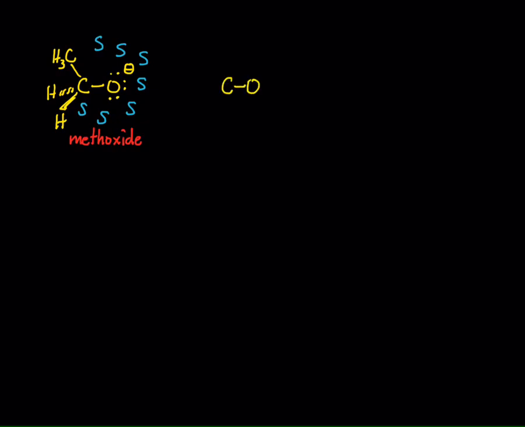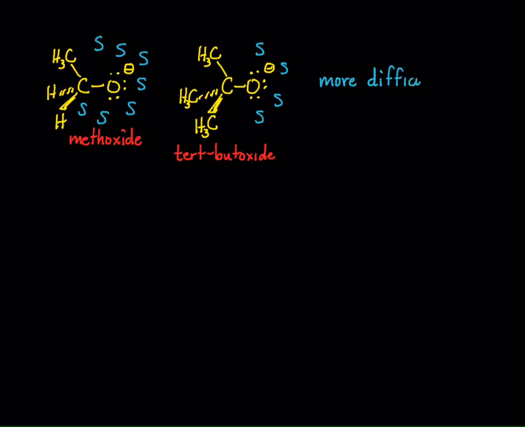Now, when I go to something like tert-butoxide, right? So now I have three methyl groups off of that carbon, and this becomes tert-butoxide. Well, now the methyl groups are nonpolar, and therefore the solvation effect isn't as great, right? In other words, tert-butoxide is more difficult to solvate. Now, because of that, the solvent can't stabilize the anion as well as it can stabilize the methoxide anion.